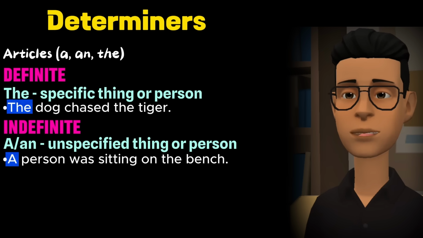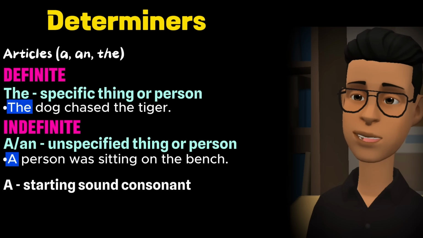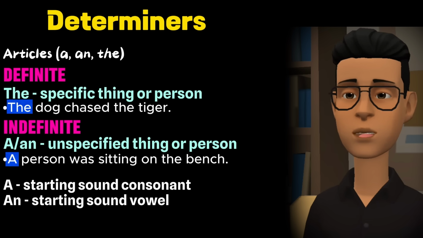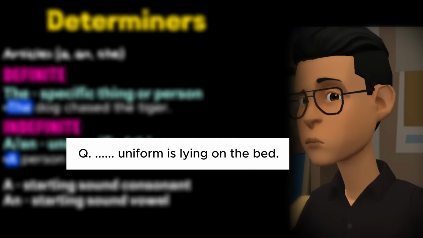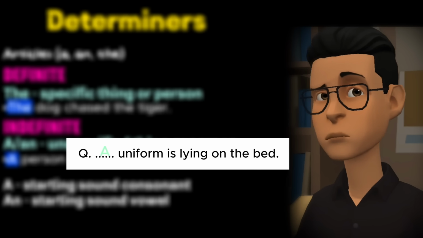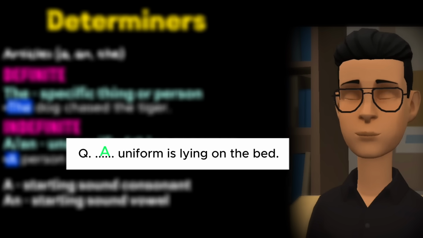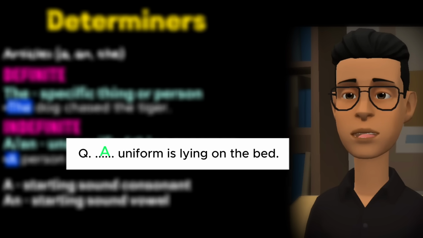And, if not specific, you know, a is used when the starting sound of the noun is consonant, and an is used when the starting sound of the noun is vowel. For example, uniform is lying on the bed. What will you say, a or an? Because you have to see the starting sound, not the starting letter. Sound can be consonant, even if the letter is vowel, and vice versa.